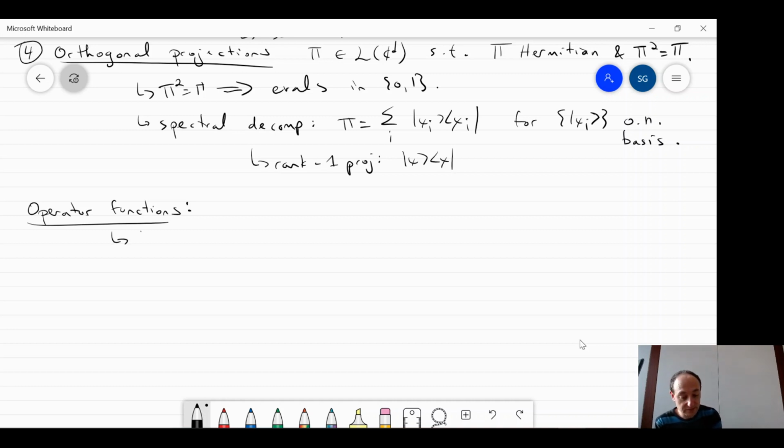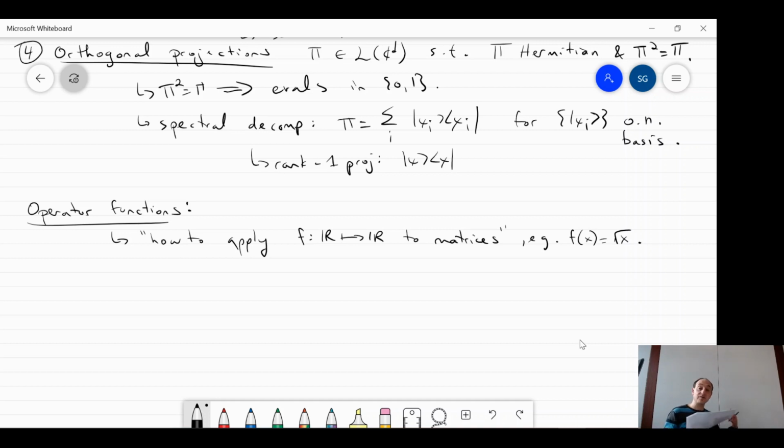So this is how to apply a function f, which maps from the reals to the reals, to matrices, right? That's the name of the game. So maybe f of x could, for example, be the square root of x. So what does it mean to take the square root of a matrix now? And remember, the idea here is that you can do this for a Hermitian matrix. So for H being a Hermitian operator.